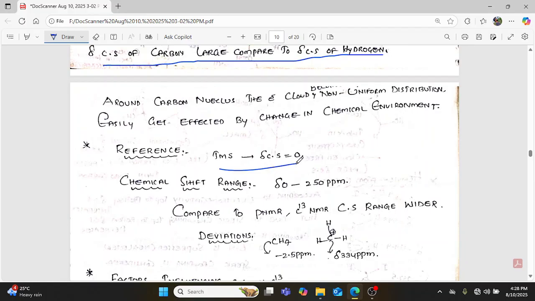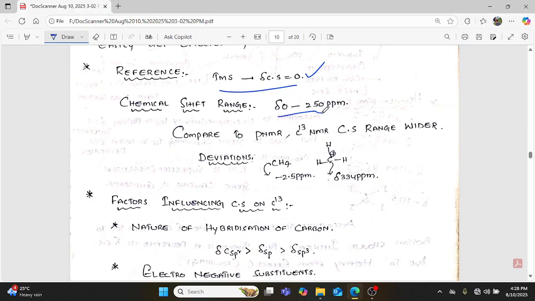So here also tetramethylsilane is the reference standard, always taken as 0. The range is 0 to 250. In the case of proton, that is only 0 to 20.